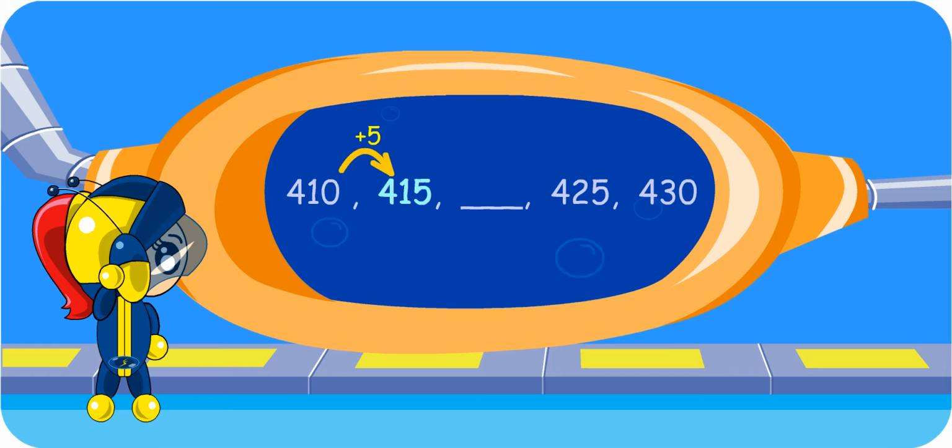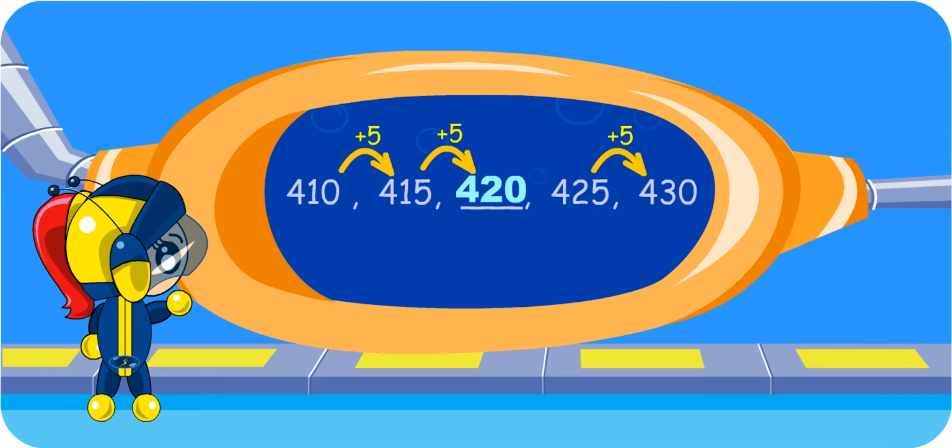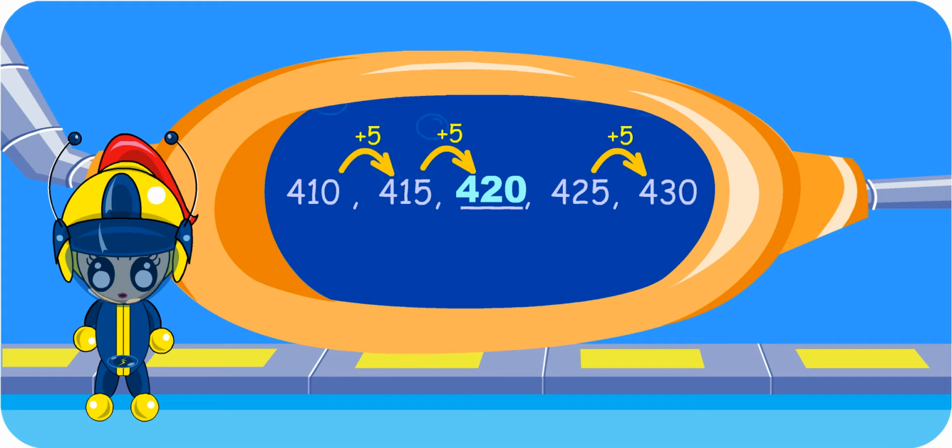415 is 5 more than 410, and 430 is 5 more than 425. So this number sequence increases by 5. I count on the numbers by 5. 410, 415, 420. Therefore, the missing number should be 420. Smart girl. Now, let us try the following activity.